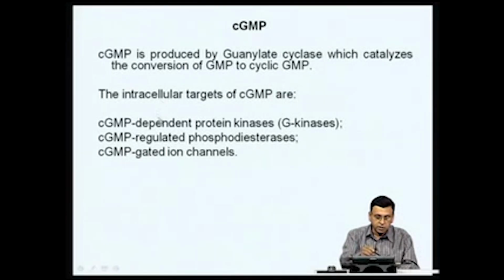Now, what are the intracellular targets of the cyclic GMP? Once cyclic GMP is synthesized inside the cells, it can go and activate cyclic GMP dependent protein kinases. These are usually referred to as G kinases, and it can also activate cyclic GMP regulated phosphodiesterases, which actually cleave cyclic GMP, and cyclic GMP is also involved in opening up of specific ion channels, especially in the nervous system. So, cyclic GMP has a number of cellular functions, including activation of specific protein kinases, phosphodiesterases, as well as opening or closing of ion channels.